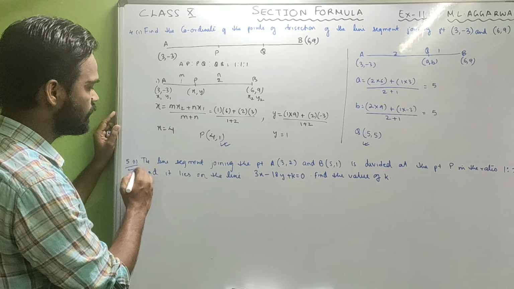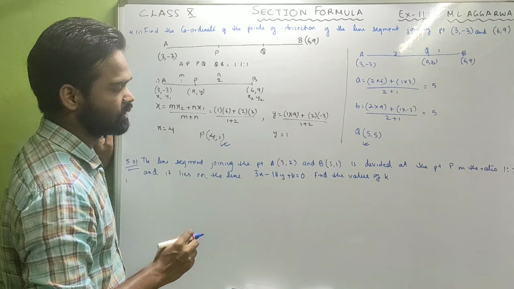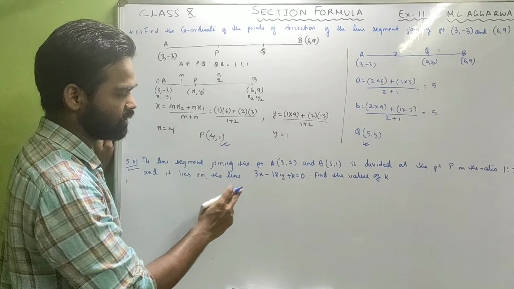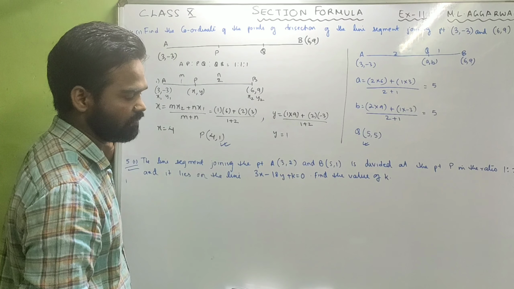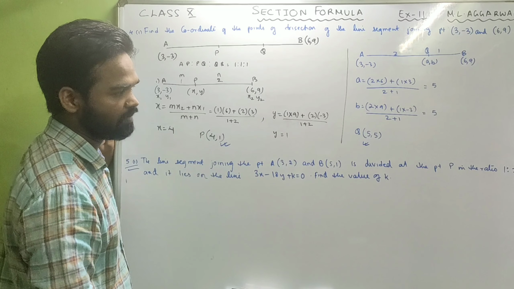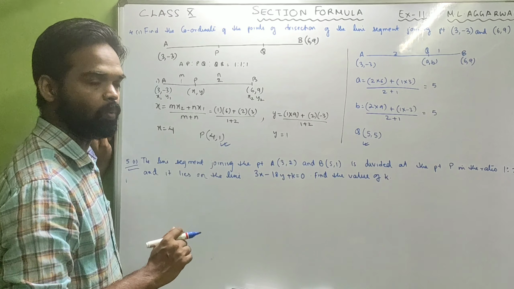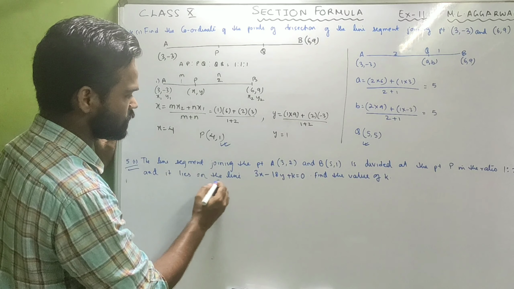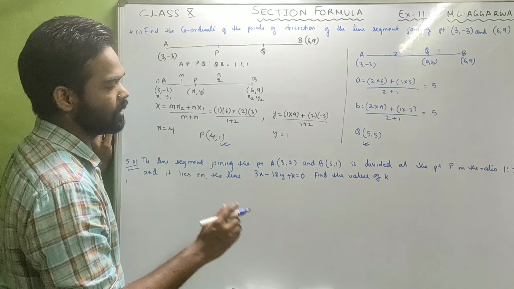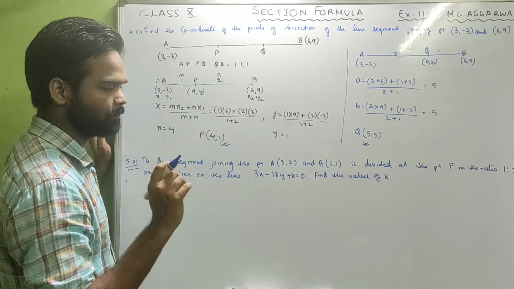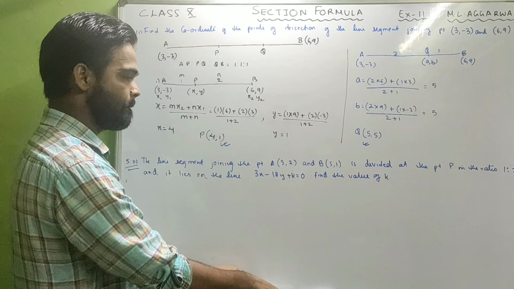Now the line segment joining the points A (3, 2) and B (5, 1) is divided at the point P in the ratio 1 is to 2, and it lies on the line 3x minus 18y plus k equals 0. Find the value of k. Now first of all you find P.